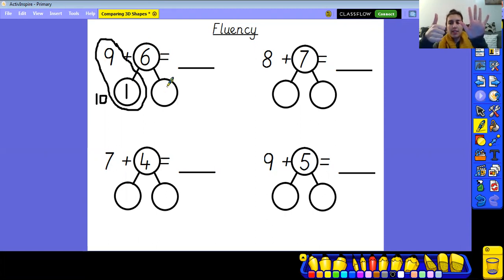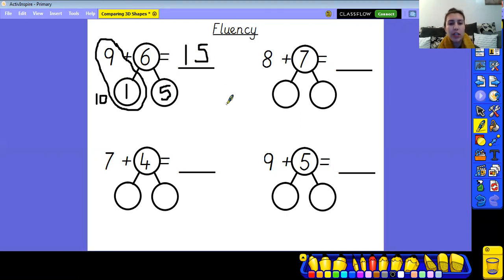So I want to add 6. So far I've added 1. I've got 5 left to add. So now instead of doing 9 plus 6, we can partition our 6 and do 9 plus 1 because that equals 10, and then 10 plus 5 equals 15. Well done if you got that right.